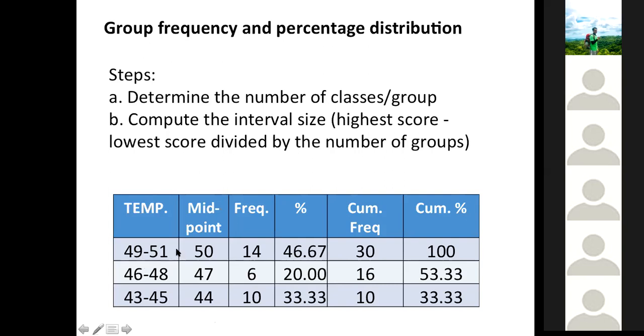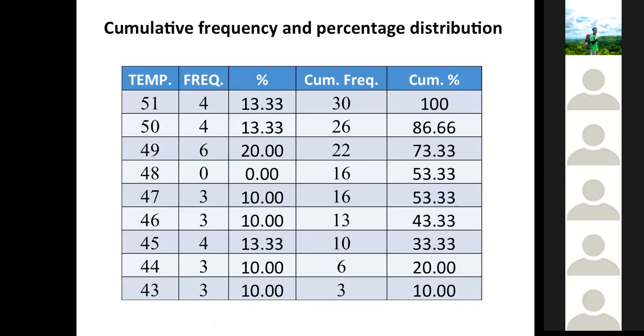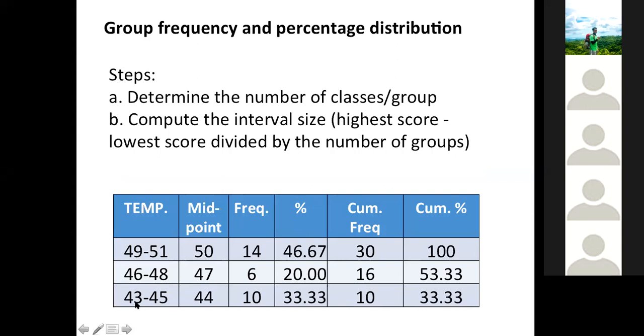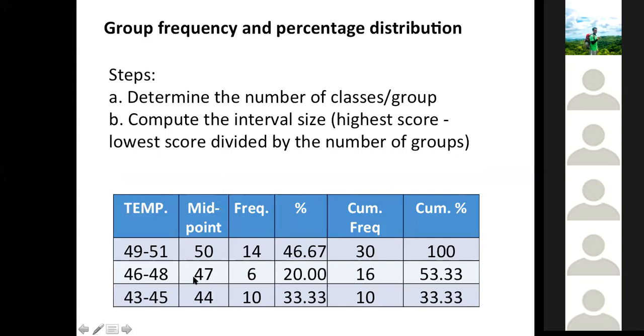And then we go back to the data. We can count how many in 43 to 45. Yeah, the frequency is 10: 4 plus 3 plus 3. So we have 10 for 43 to 45, and 46 to 48 is 6, and 49 to 51 is 14. And the midpoint between 43 and 45 is 44. And the second one is 47, and so on, is 50.